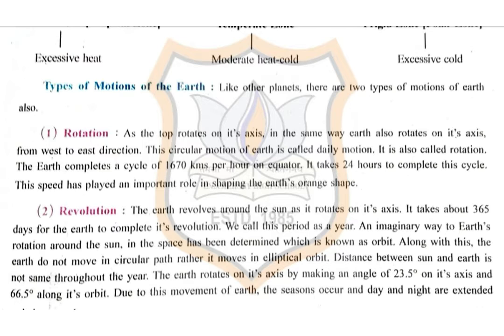The Earth completes a cycle at a speed of 1670 kilometers per hour on the equator. It takes 24 hours to complete this cycle. This speed has played an important role in shaping the Earth's orange shape.